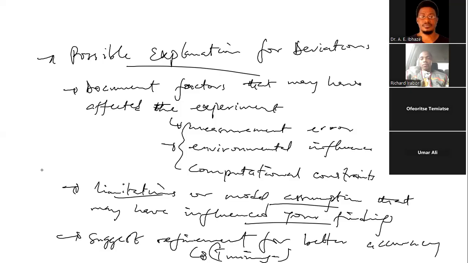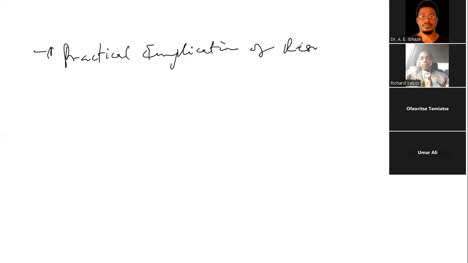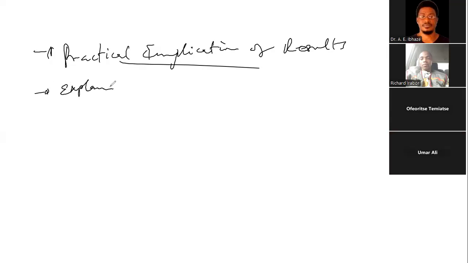And once this is done, you want to document the practical implication of your results. So if truly you try to address an engineering problem, then you must have solved something that will be relevant to people in real life, okay? So here, you want to explain the real world engineering significance of your work.